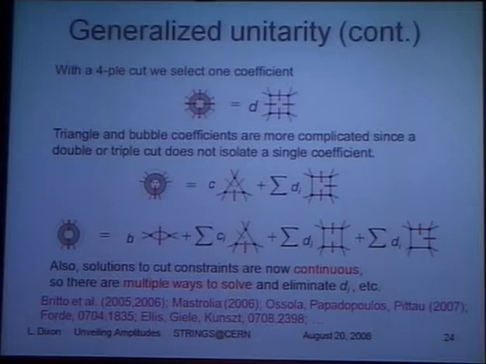If you try to isolate this triangle, because there are boxes around, they also have triple cuts. They just have one propagator that hasn't been cut. And so you have to remove the effects of these boxes. And when you go to bubbles, you have to remove the effects of the boxes and the triangles. And there are also solutions to the cut constraints that are now continuous. And that continuous number of solutions gives you the information to remove the boxes and triangles. And so all of this stuff has now actually been implemented in codes to do QCD calculations.